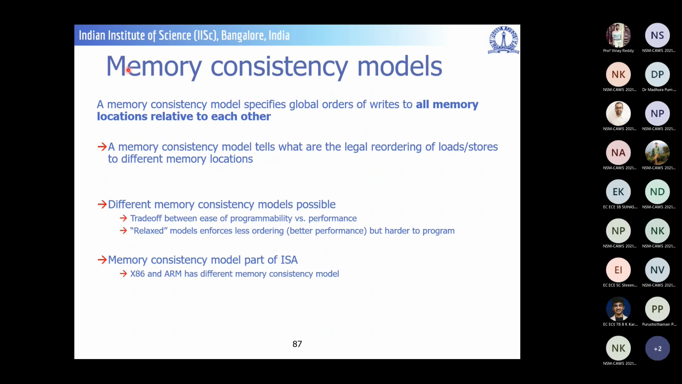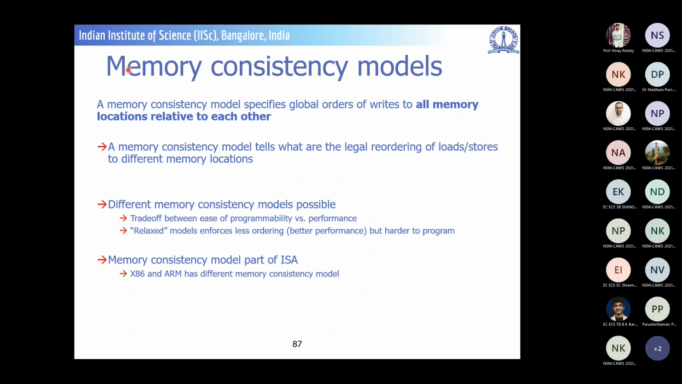So x86, which means the processors offered by AMD or Intel, generally have a stricter memory consistency model. But if you compare to, say, IBM Power or ARM processors, they have a more relaxed memory consistency model. So we'll talk about this. There is not one right memory consistency model. It's all about trade-offs. Okay.